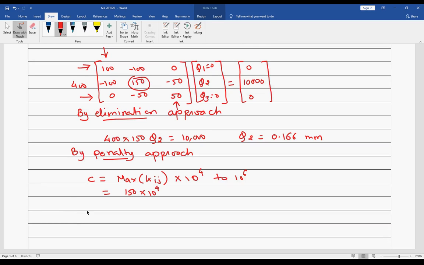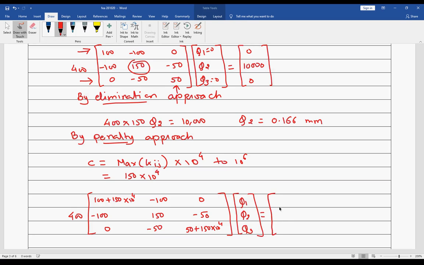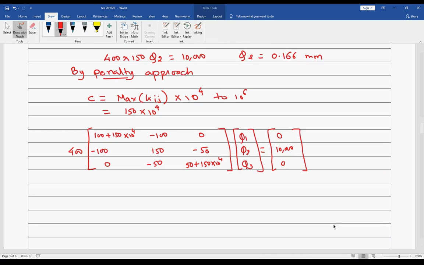Okay, so therefore this is 400, 100, plus 150 into 10 to the power 4, minus 100, 0, minus 100, 150, minus 50, 0, minus 50, 50 plus 150 into 10 to the power 4, and then I'll have Q1, Q2, Q3 equal to 0, 10,000, 0. And now you can solve this by the Gauss elimination method.